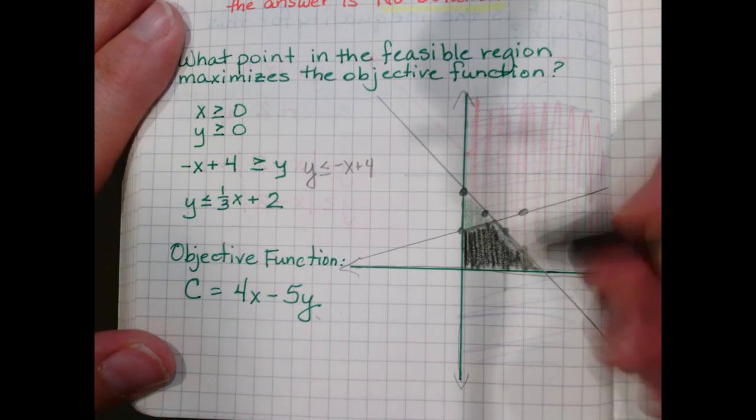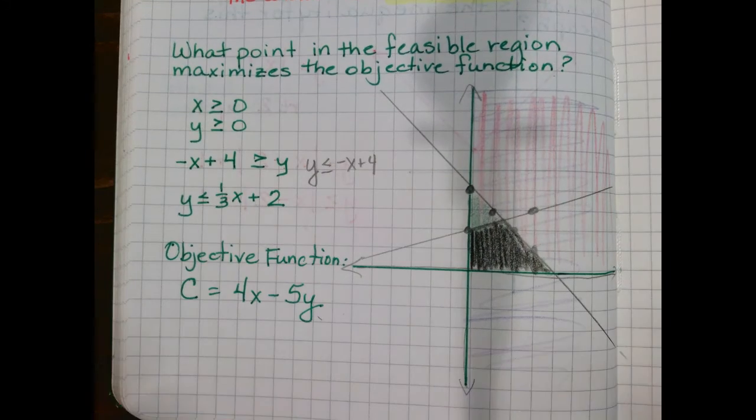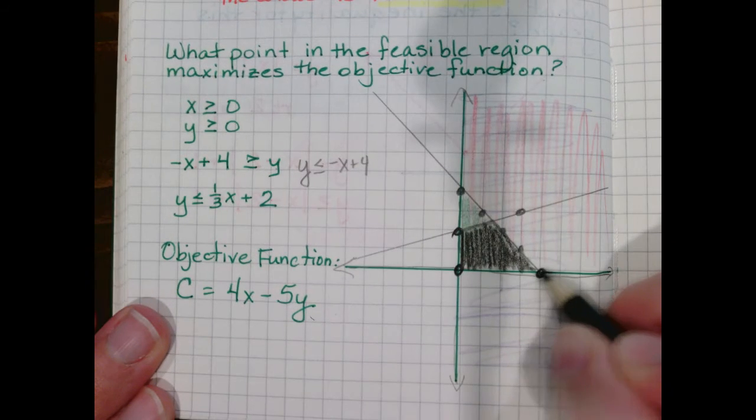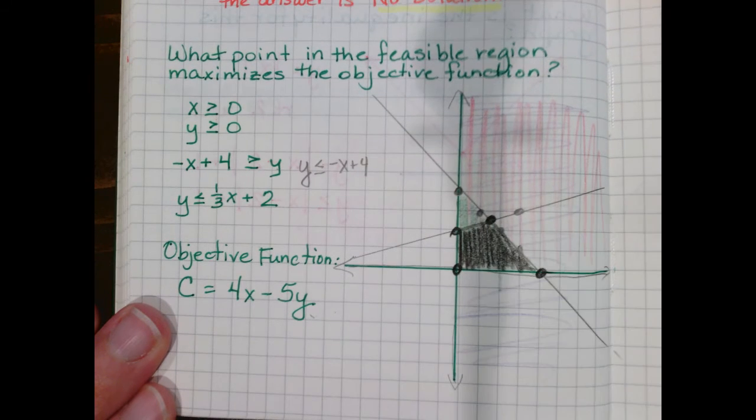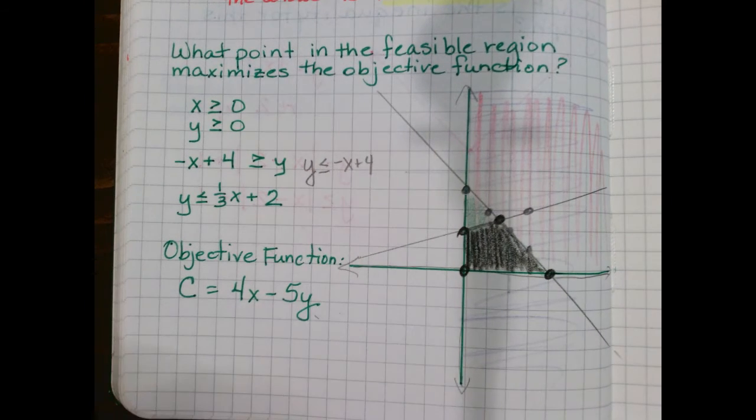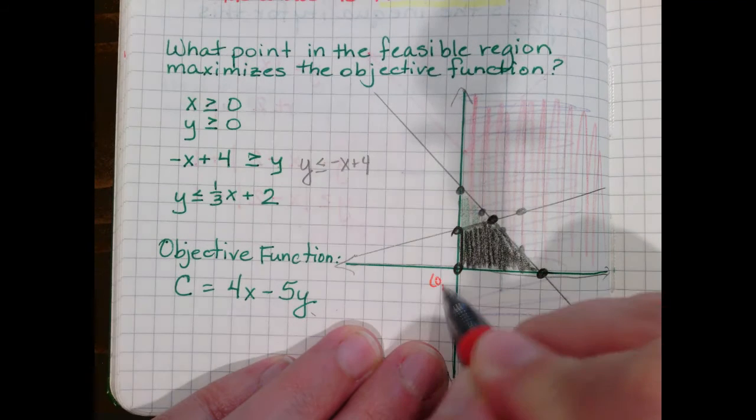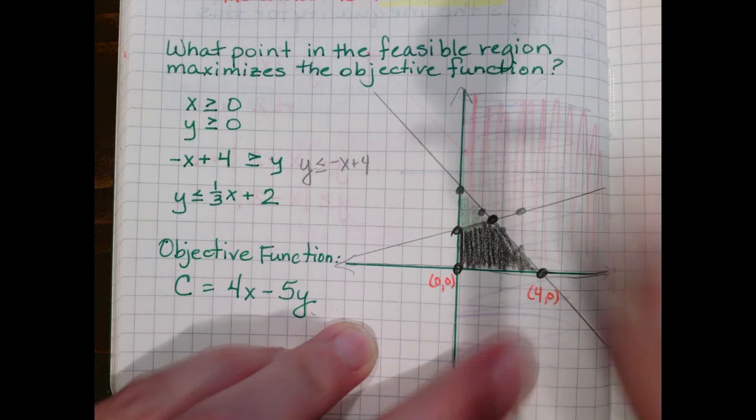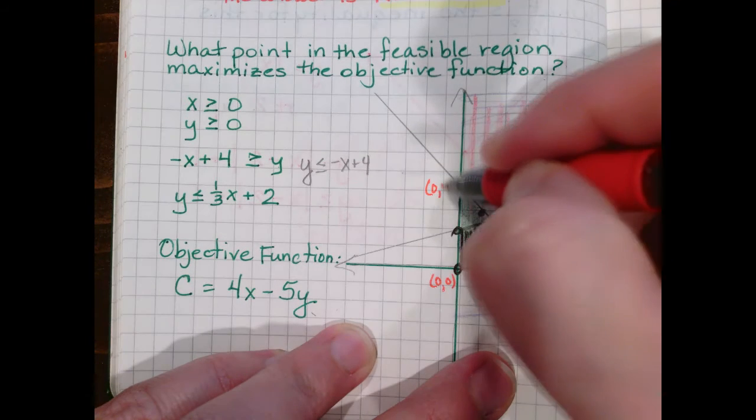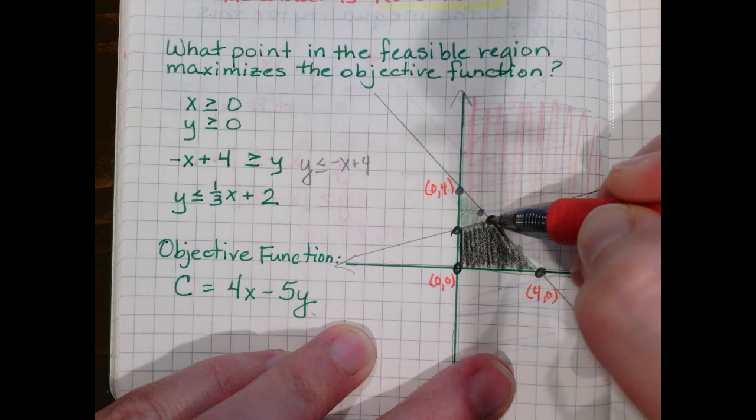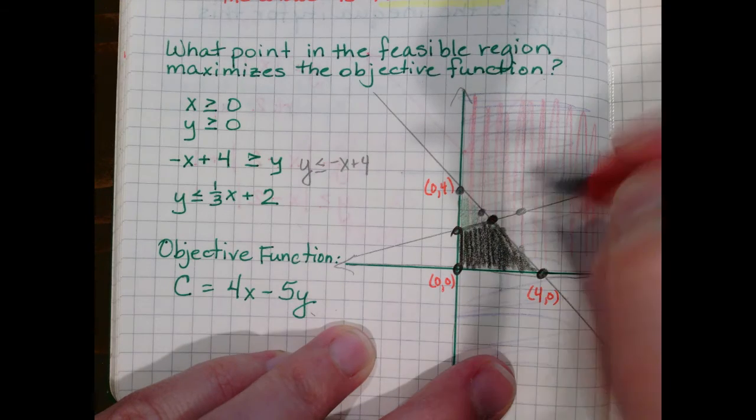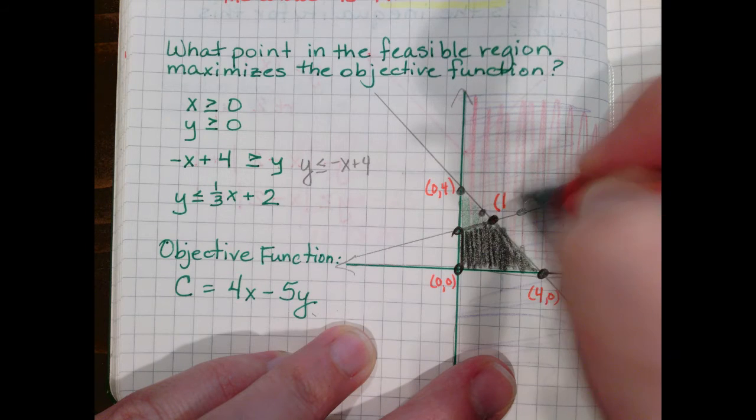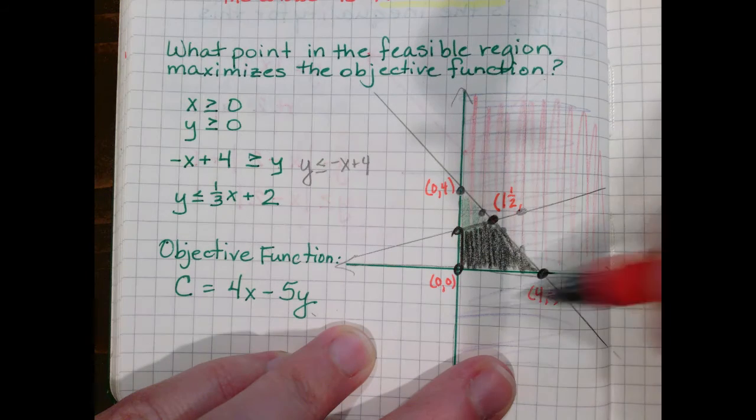So what we're looking for is the points of this region: 1, 2, 3. Okay, let's label them. Some of them are pretty easy to see. This one is 0, 0. This one is 4, 0. This one is 0, 4. And this guy did not land on an exact point. Close. It looks like I'm about 1.5 and 2.5.